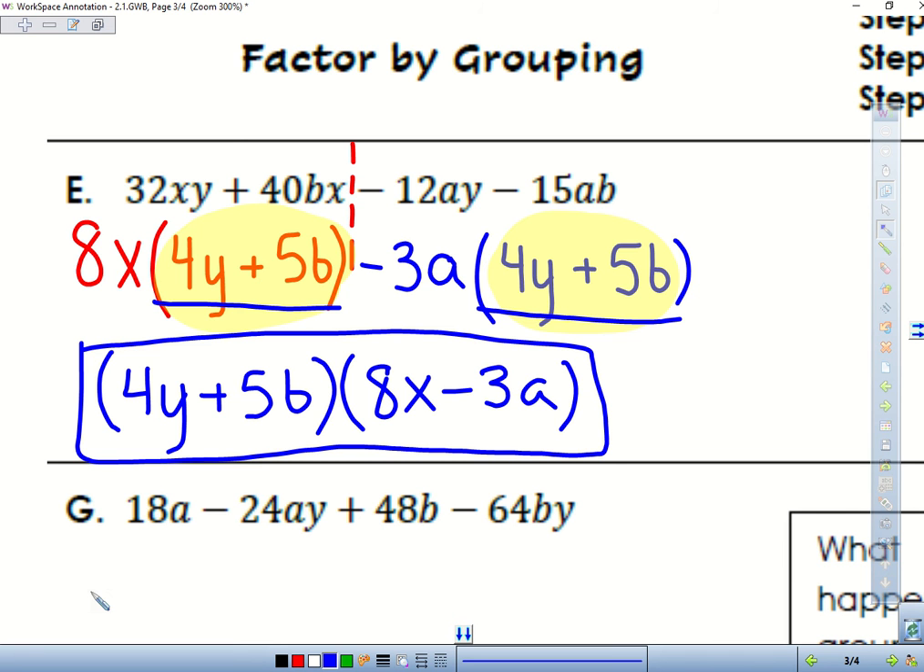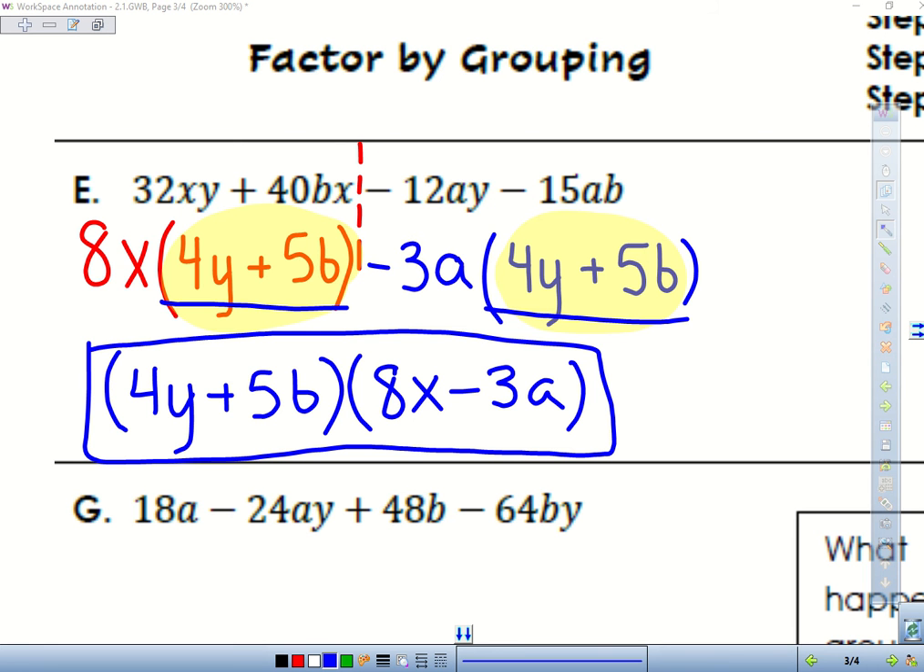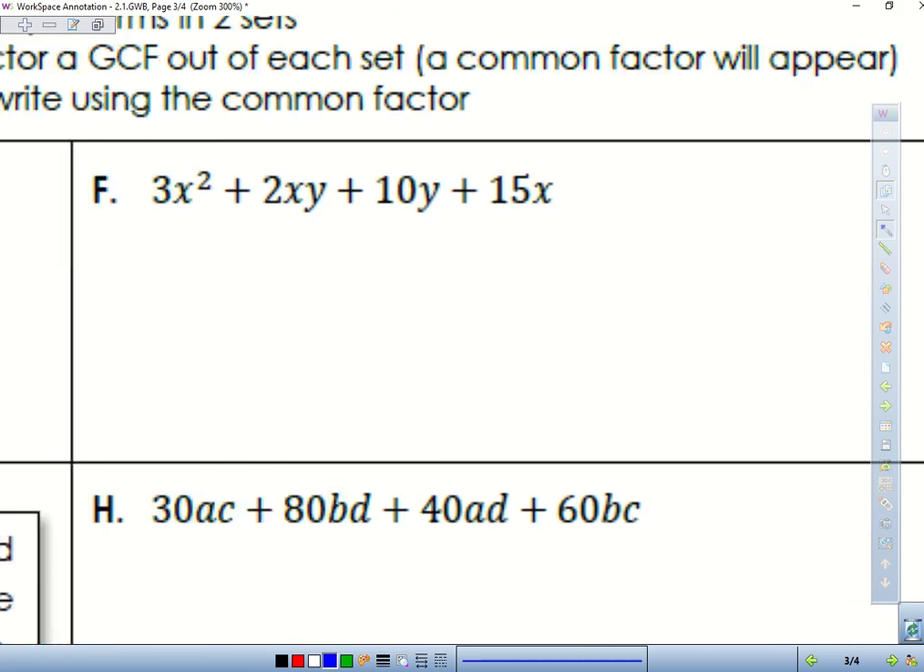Everyone see how that worked? Okay. Does anyone need a little more time on E? Okay. None?